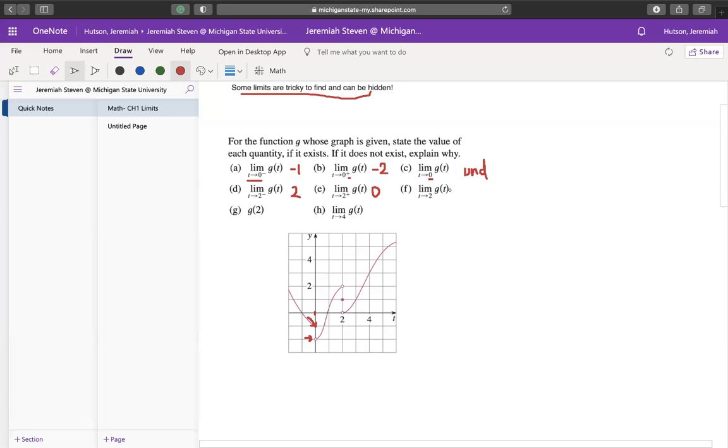And then kind of the same thing here. We put the two together as we go to 2 all together. So we go from 2 to the left, 2 to the right at the same time. They have to equal each other for this to be one number, but they don't, so it's undefined again.